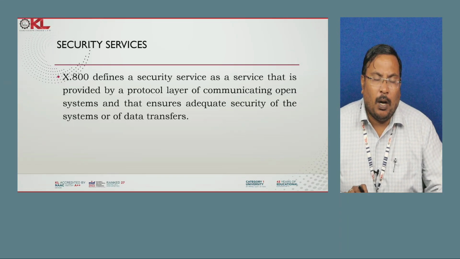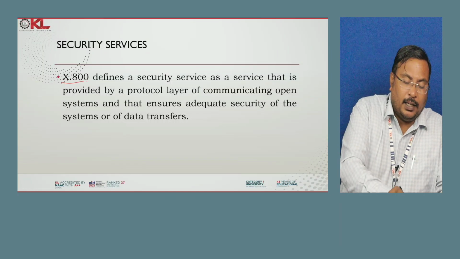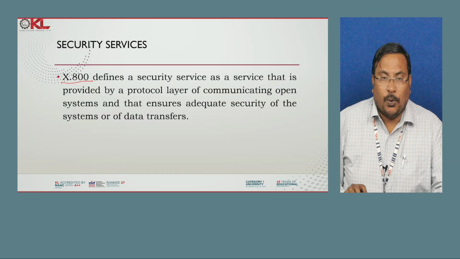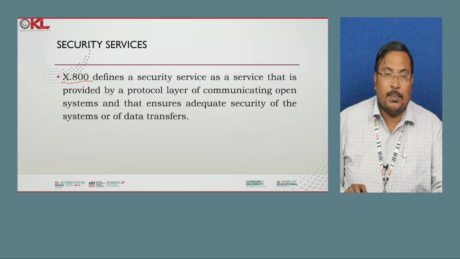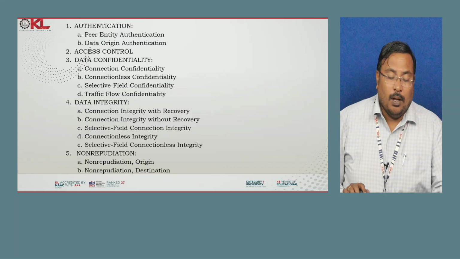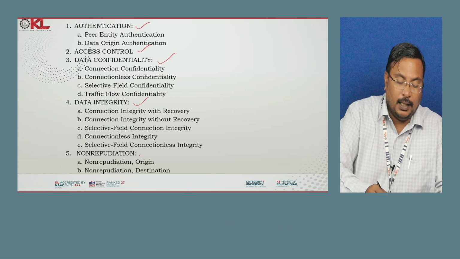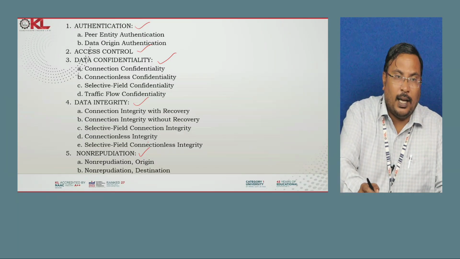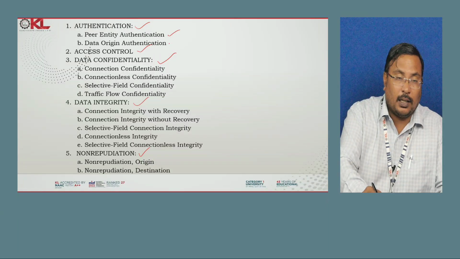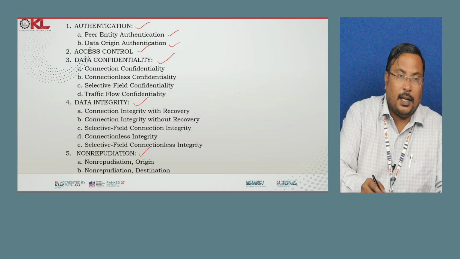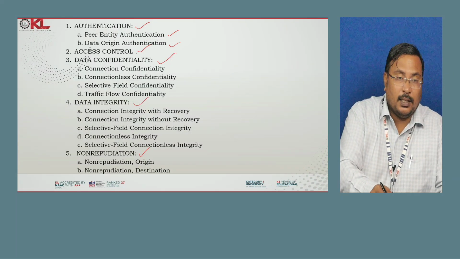So in order to overcome all these things, X.800 defines a security service as a service that is provided by the protocol layer of communicating open systems, and that ensures adequate security of the systems or of data transfers. So for that we are having authentication, access control, data confidentiality, data integrity, non-repudiation. Authentication again has two things: peer entity authentication and data origin authentication. Data origin authentication means from where you are getting the data. Access control means which person is having control. All those things we will discuss in access control.